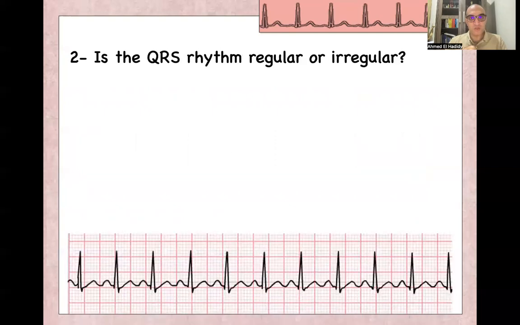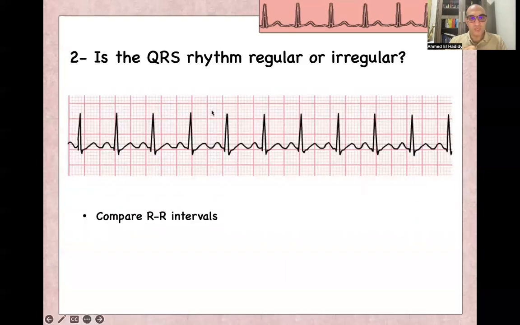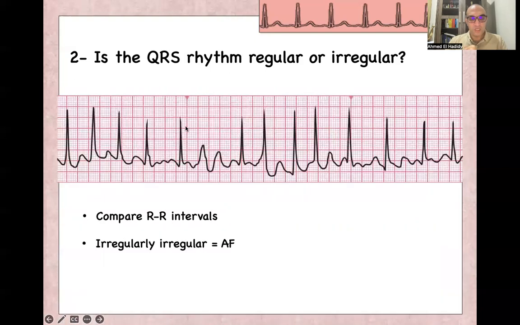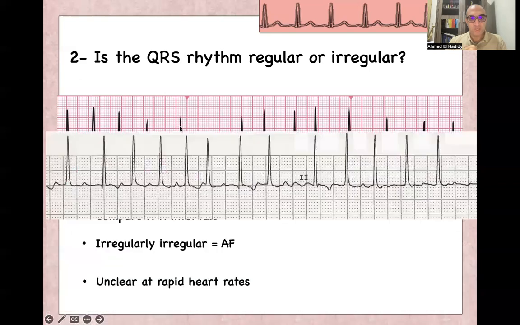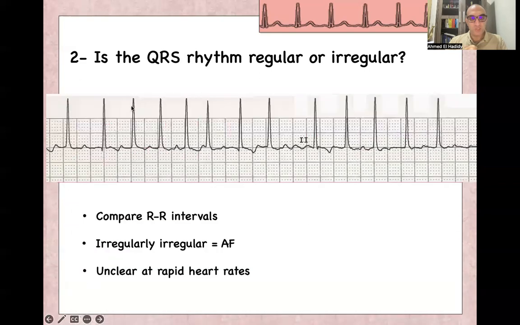Second question, is the QRS rhythm regular or irregular? To determine if it's regular or irregular, we compare the intervals between R waves. If it's the same interval, it's a regular rhythm. If it's totally irregular, this is atrial fibrillation. Sometimes if the rhythm is irregular and the rate is very fast, it's difficult to tell if it's regular or irregular. Even sometimes it's faster than this rate.